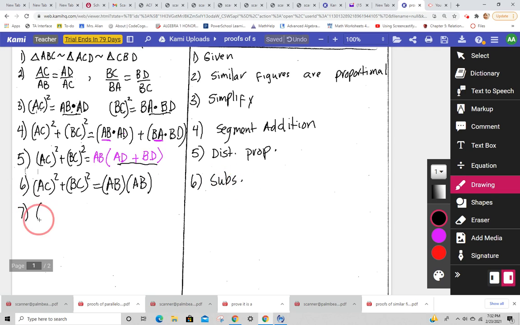Let's simplify. So we have AC squared plus BC squared equals AB squared. Simplify. And that's it. That's exactly what we were trying to prove: AC squared plus BC squared equals AB squared, which is the Pythagorean theorem.